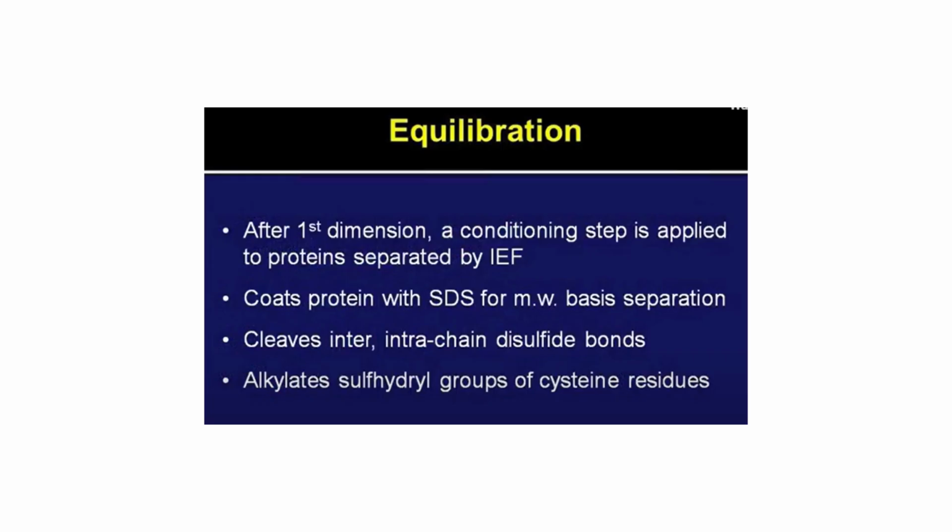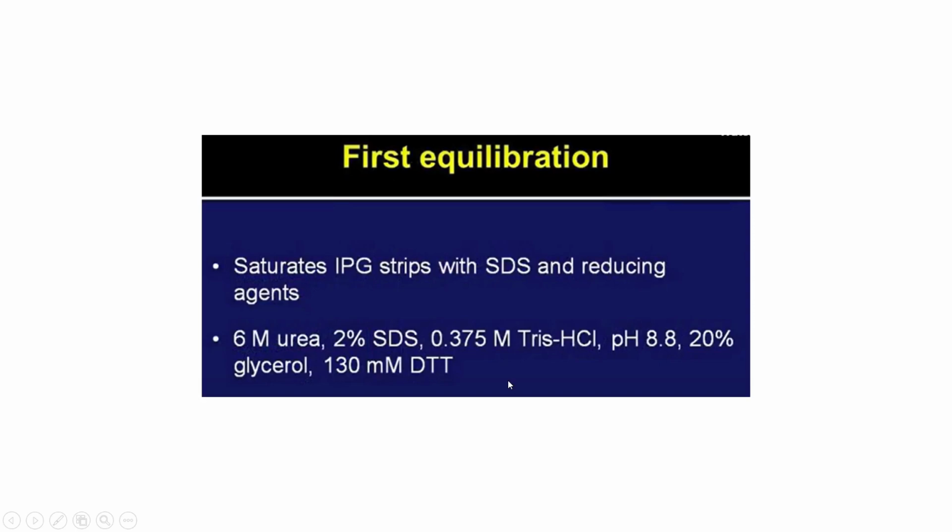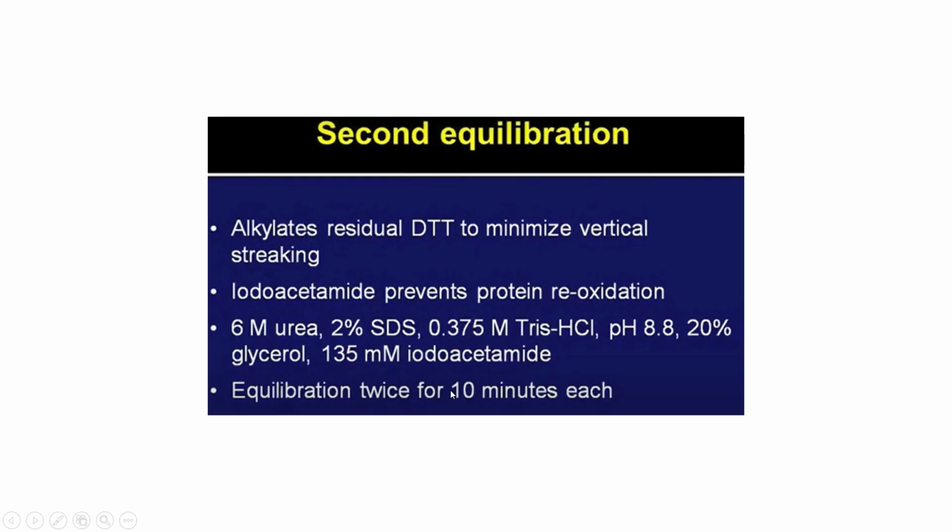So what does this SDS do? It clears the intra-chain disulfide bonds. You also add DTT, like reducing agents. So SDS and reducing agents both. This is the mixture you add, and you do equilibration twice for 10 minutes, so that complete equilibration takes place. Then the second equilibration is with the help of alkylating agents and reducing agents.